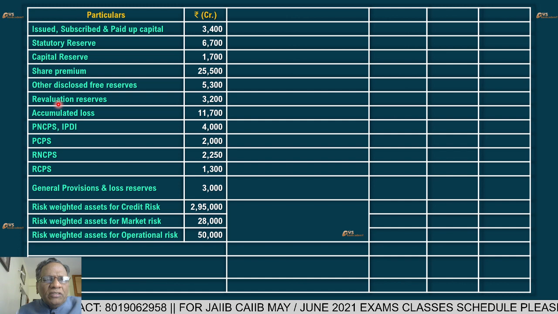Revaluation reserve is on the bank's fixed assets. The bank is having losses of 11,700 crores as on 31st March. That is the loss figure. Accumulated loss means this figure you have to deduct from the tier 1 capital, common equity tier 1 capital. Then there are perpetual non-cumulative preference shares.